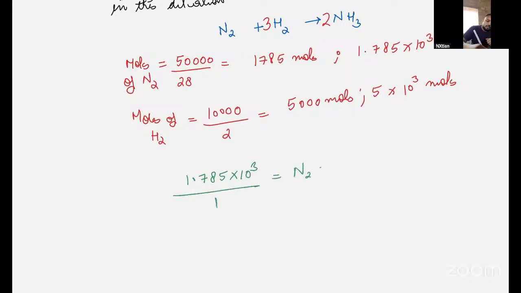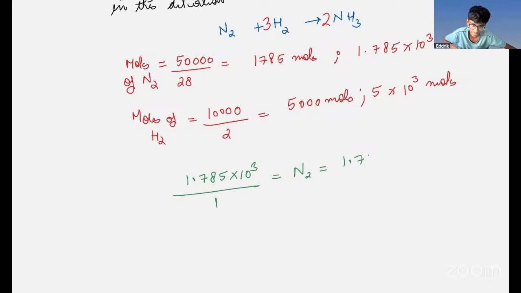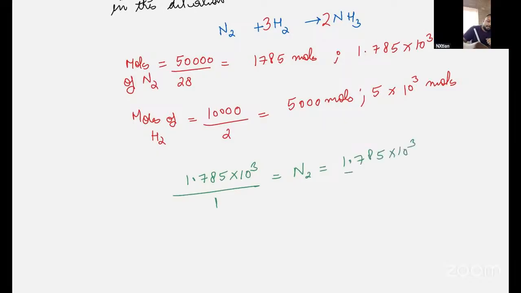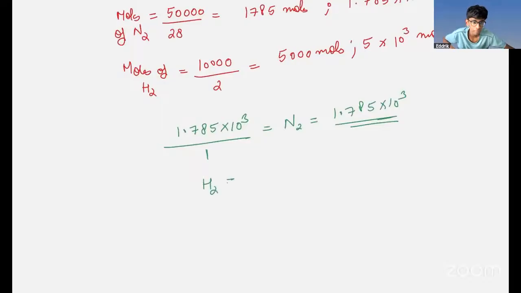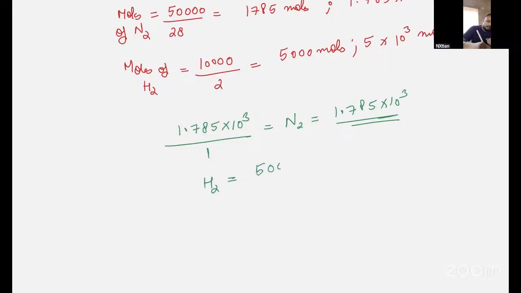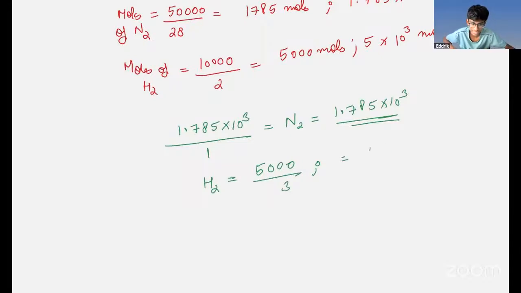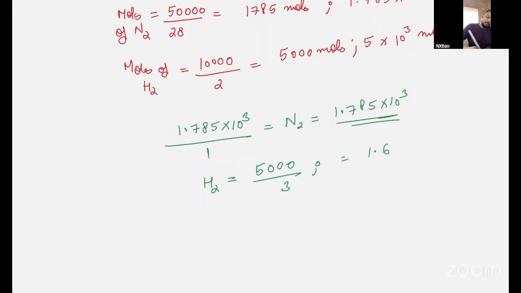So how much did you get? 1.785 into 10 to the power 3. This is the moles of N2. And for the hydrogen, it will become 5,000 divided by 3, which is 1.6 something, no? 1.667 into 10 to the power 3 moles of hydrogen.